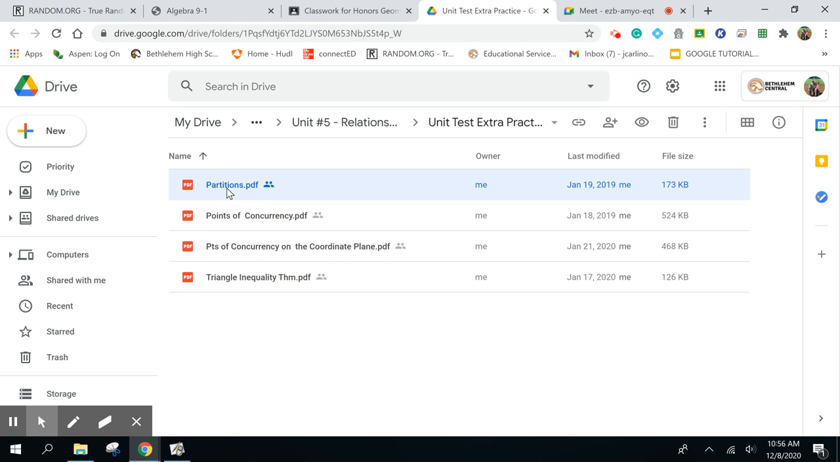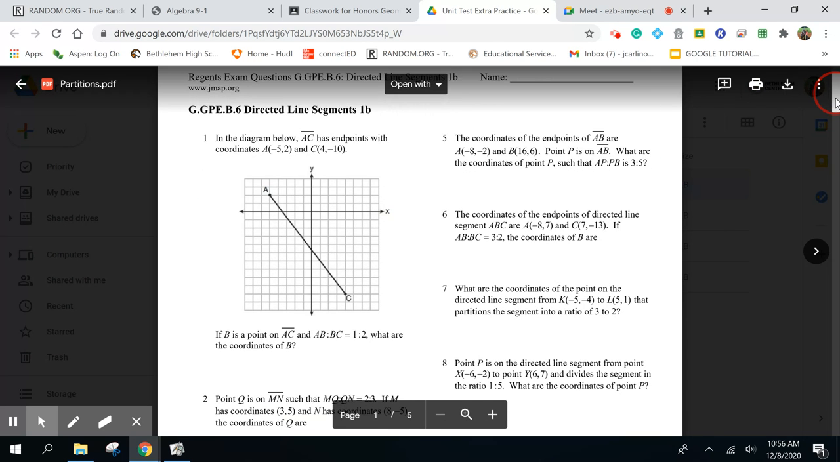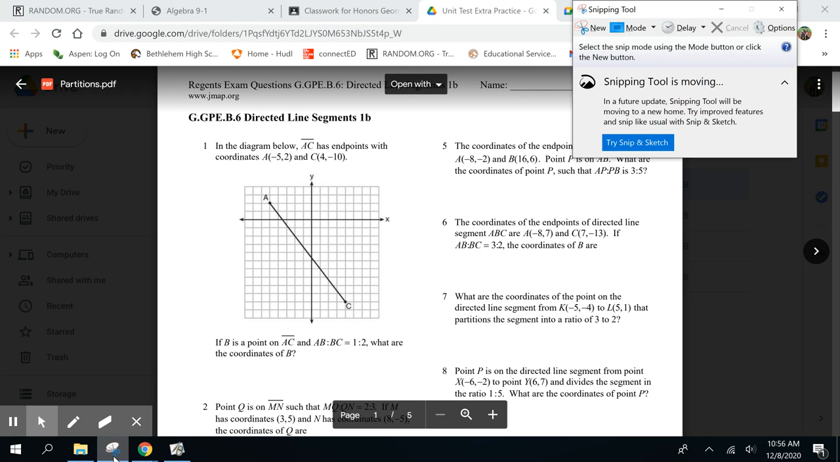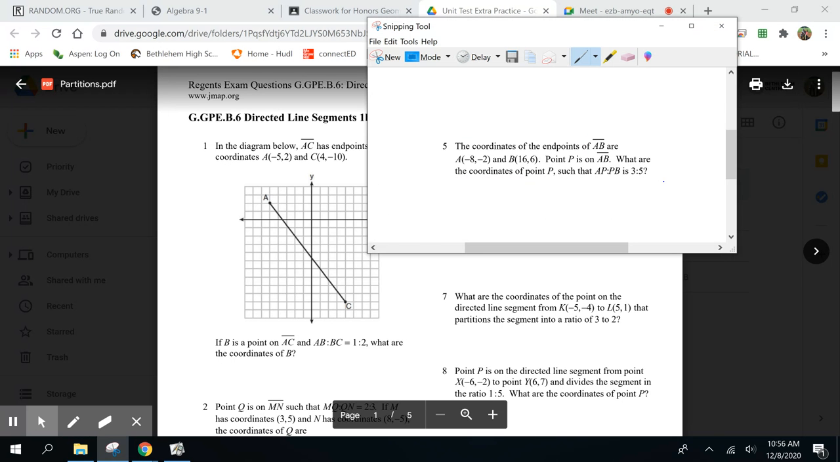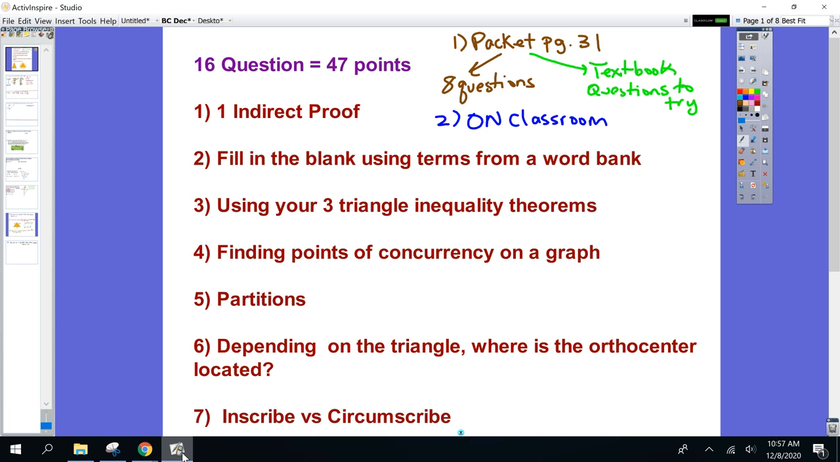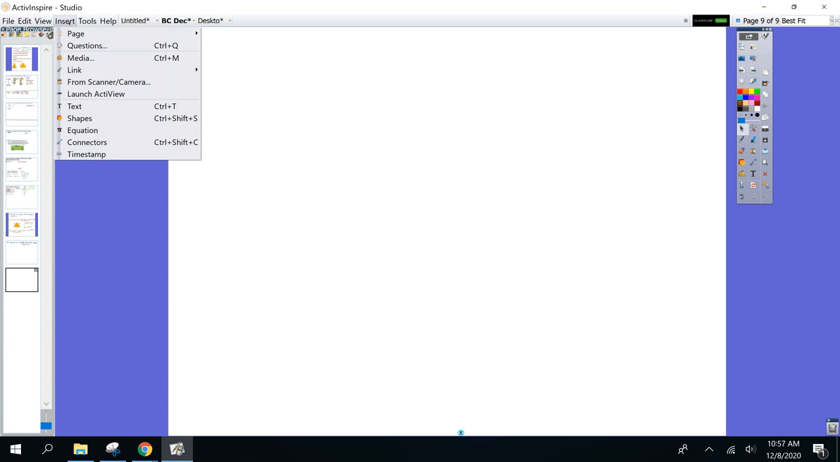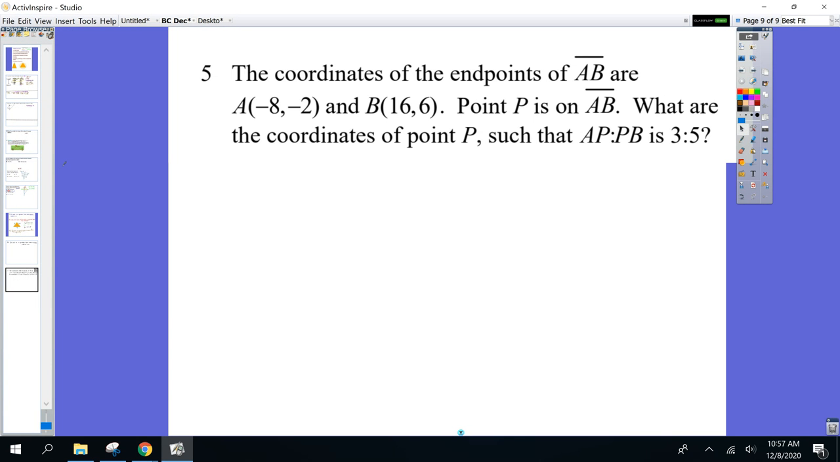I'll just take number 5 here, copy it, and paste it onto my notes. Nothing's going to get tricky. I'm going to give you 2 points. Here's the ratio. Find the point in between them. All right? Nothing tricky, guys. Nothing tricky. All right. So paste. All right. Here you go.